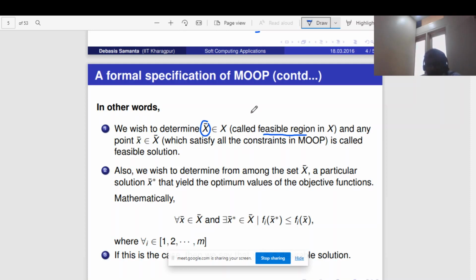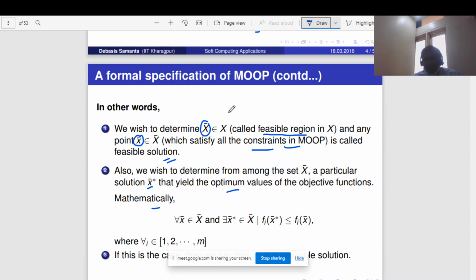So x dash is some solutions from x, and any one individual point, that is called small x dash. That is one single individual point from x dash, which satisfies all the constraints in MOOP, and is called a feasible solution. Also, we determine from among the set x dash a particular solution, x dash star, that yields the optimum value of the objective function mathematically.